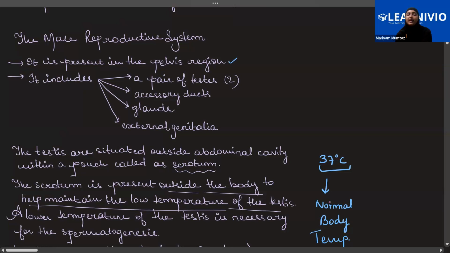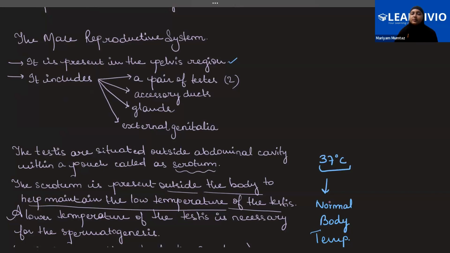Now we'll talk about the male reproductive system. The male reproductive system is present in the pelvic region. It includes a pair of testes, meaning 2 testes are there, accessory ducts, the glands that are associated with the reproduction, and the external genitalia. The testes are situated outside the abdominal cavity within the pouch known as the scrotum. Always remember that the testes in the male reproductive system are located outside the body.